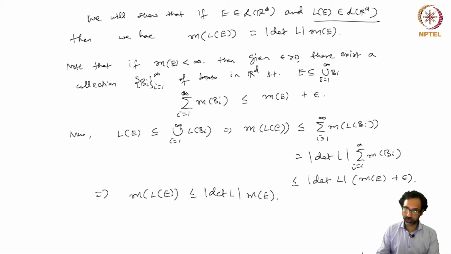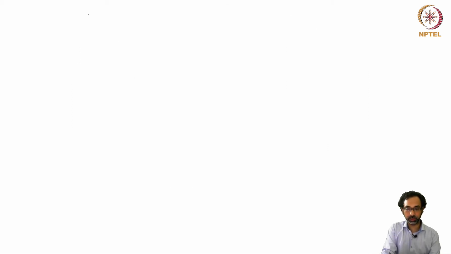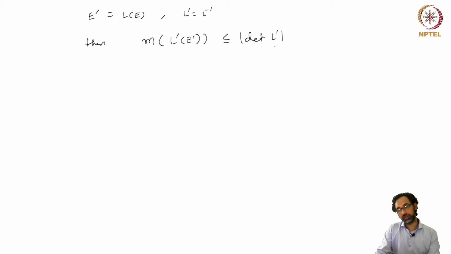Now I am going to reverse the roles of LE and E. So let E prime be LE and L prime be L inverse. Then the measure of L prime E prime is less than or equal to the modulus of the determinant of L prime times the measure of E prime. But this is nothing but the measure of E.